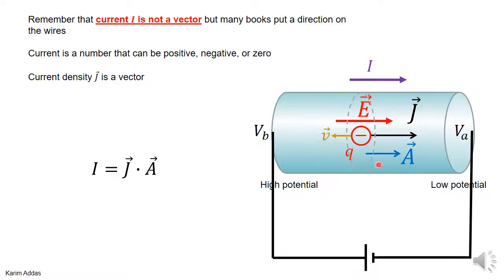We won't really bother too much about this, but I'm just mentioning it here to clarify the issue that current is not a vector. So when you put an arrow on the wire and you write the current I with an arrow, the current is not a vector. It doesn't have a vector nature. It's the current density that has a vector nature. Usually we can take the direction of the current to be in the direction of the J vector.